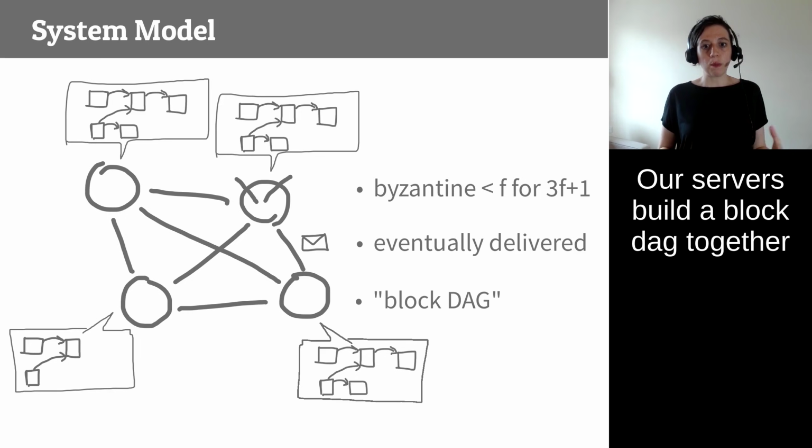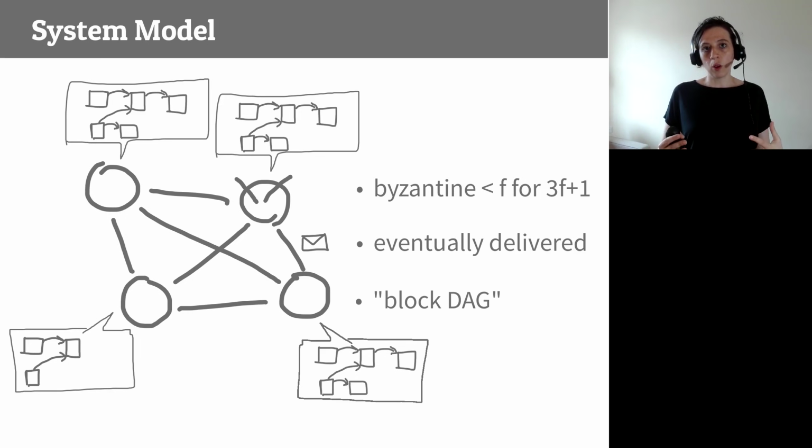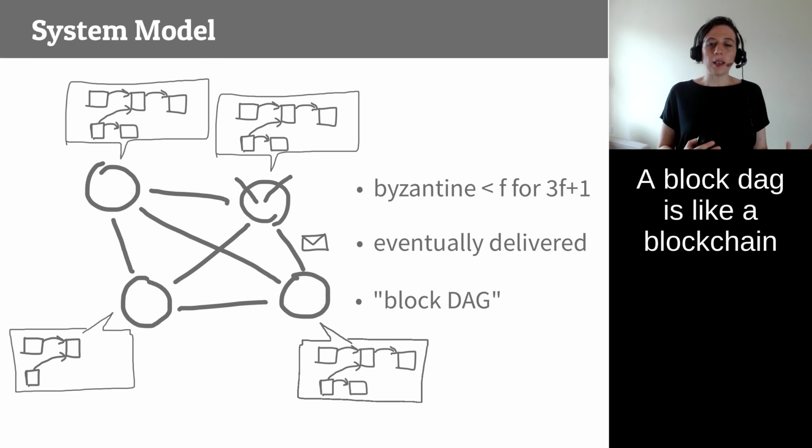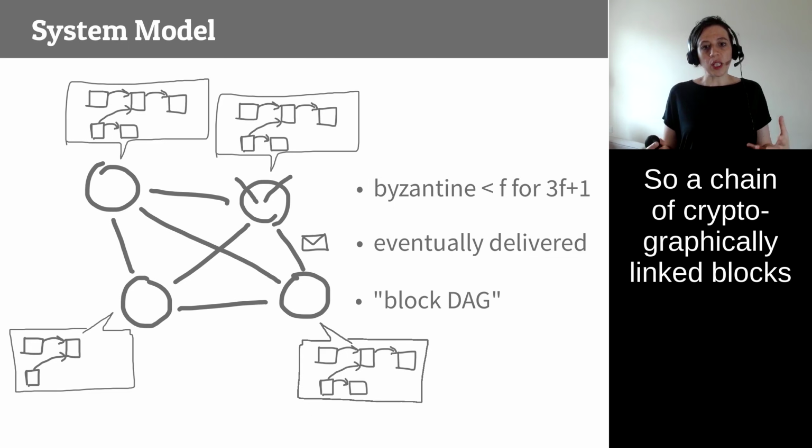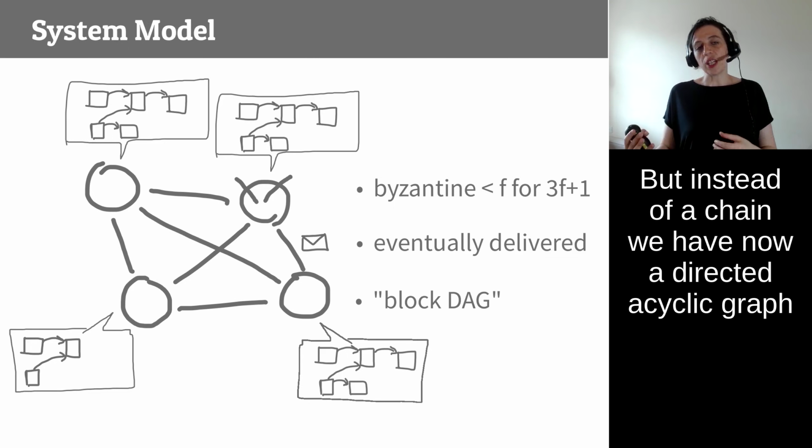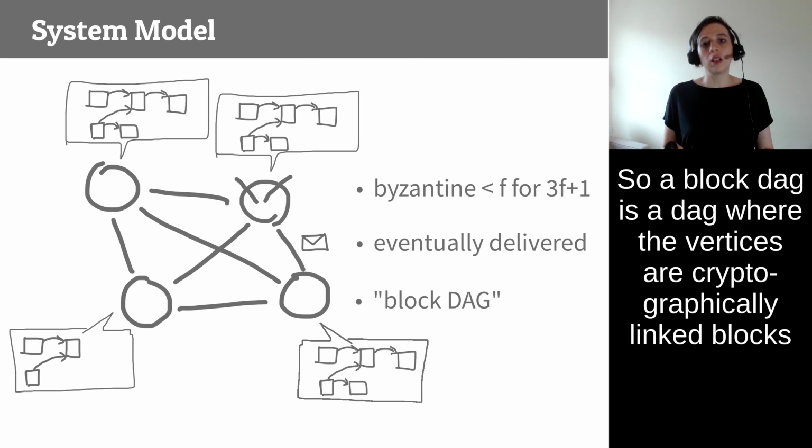Our servers build a block DAG together. What is a block DAG? A block DAG is like a blockchain, so a chain of cryptographically linked blocks. But instead of a chain, we now have a directed acyclic graph. So a block DAG is a DAG where the vertices are cryptographically linked blocks.